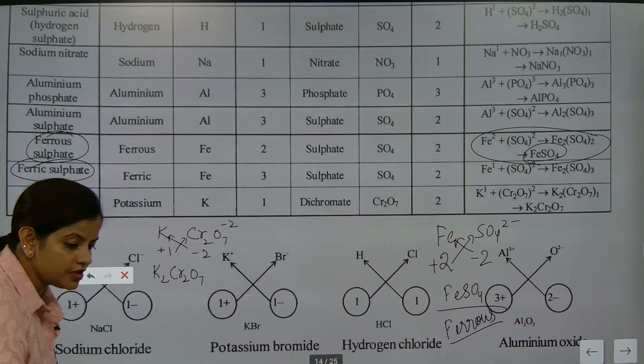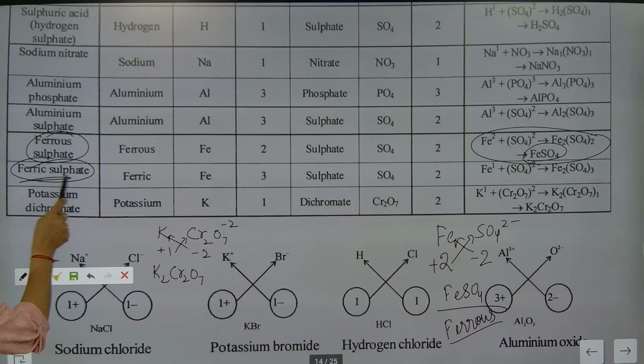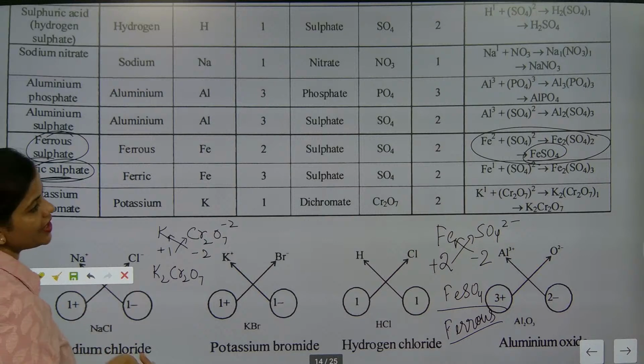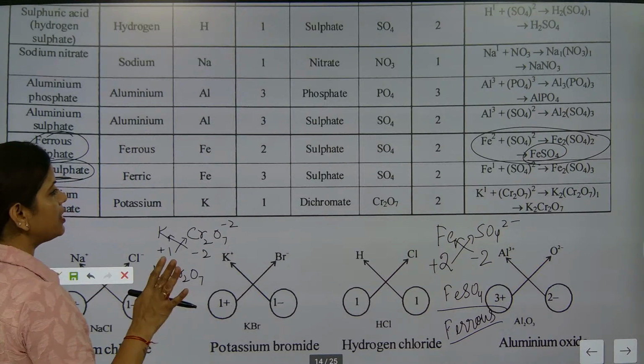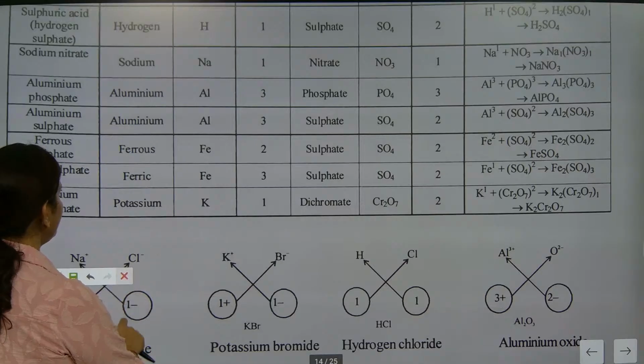Now we will go for the next one, beta. Now potassium dichromate. Ferric means what, beta? Ferric sulfate is what we have written: Fe3, and sulfate is 2, so Fe2(SO4)3. That is the name only we will be changing.